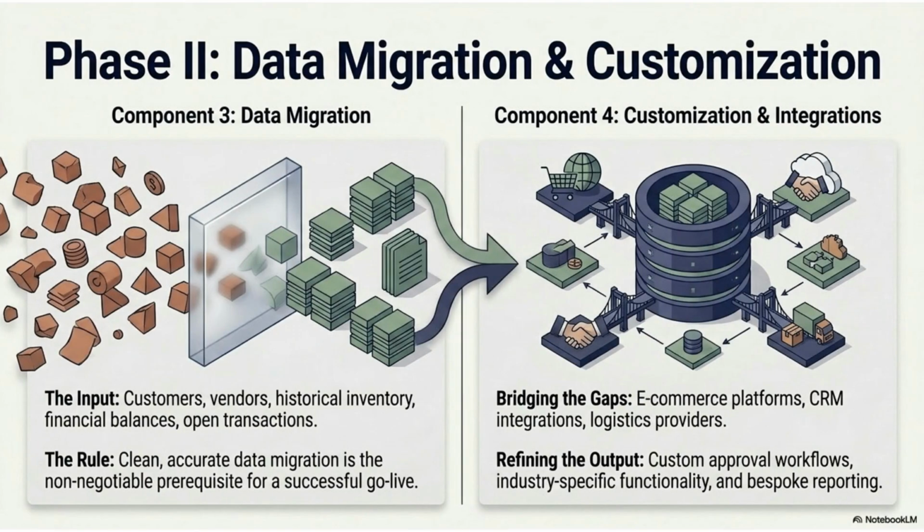Phase 2 centers on data migration and customization. Clean, accurate historical data is the foundation of a successful go-live. We then bridge any gaps by integrating e-commerce, CRM, or logistics platforms and refining workflows to meet specific industry needs.